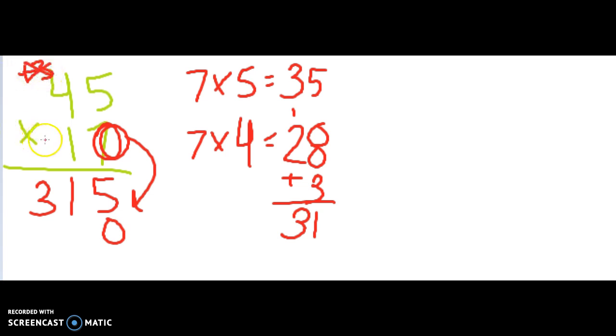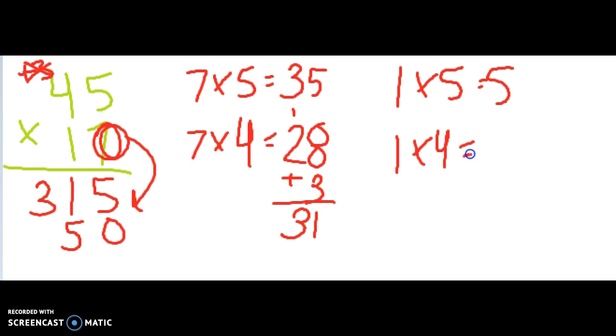Next, my bottom number that I'm focusing on is the 1. I'll first begin by doing 1 times 5 equals 5. I'll write that over here in my answer. 1 times 4 equals 4, which will go over here in my answer.